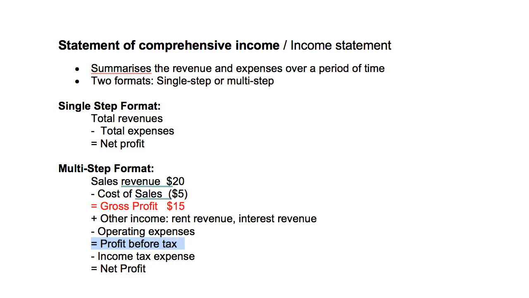Then we have another calculation, which is the profit before tax. To calculate this, it's your gross profit plus the other income and minus the operating expenses, and this will give you the answer for profit before tax. Income tax expense is shown separately because you need to know your profit before you can get this number. And then finally, you get your net profit, or some companies call this profit for the year. Okay, how to calculate the net profit? It's the profit before tax minus income tax expense.